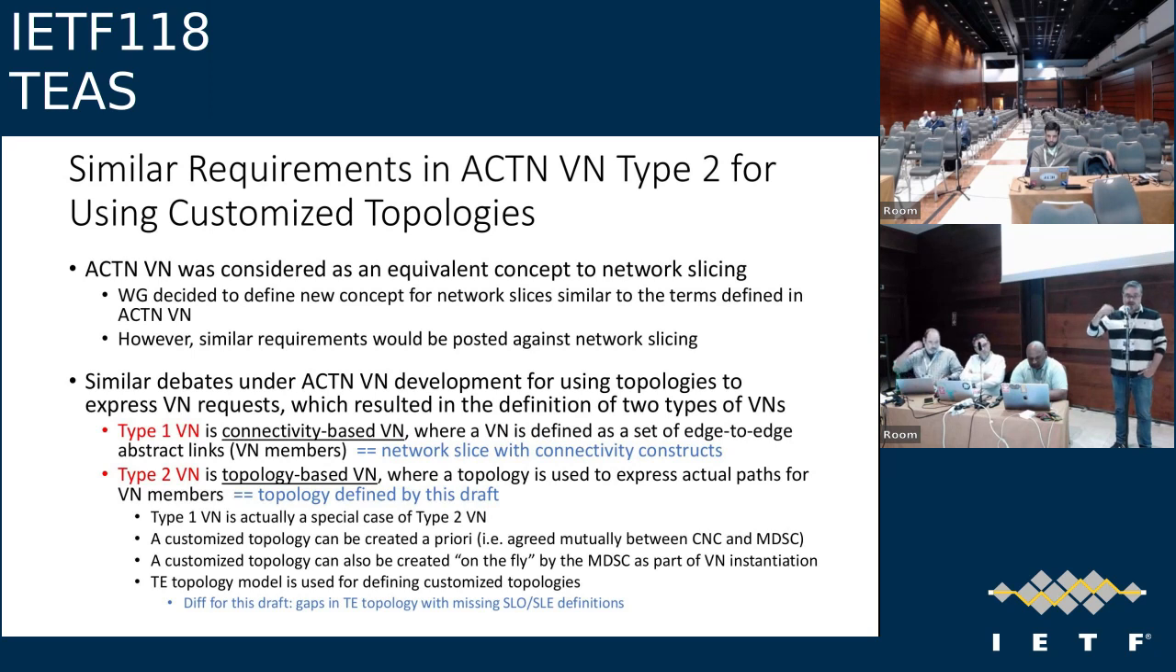ACTN considers type 1 virtual network, which is a connectivity-based virtual network. So it would be equivalent to the network slice with connectivity constructs, as detailed in the framework and in the NBI model. And also ACTN considers the type 2 virtual network, which is a topology-based virtual network. This is the case that we are trying to discuss with this draft. And essentially, the incremental point with regards to ACTN type 2 is that the TE topology model used for defining customized topologies does not include SLO and SLA definition. So somehow we are providing a delta on top of that in this case.